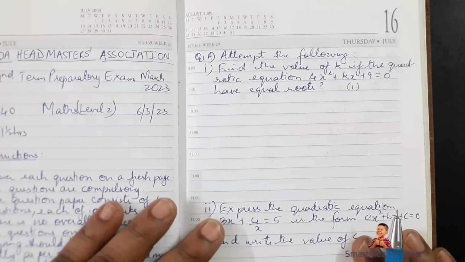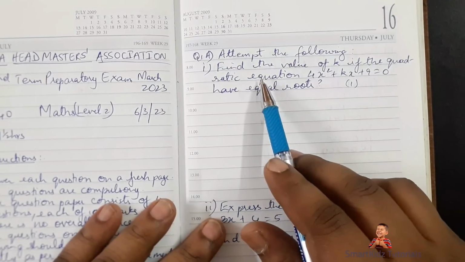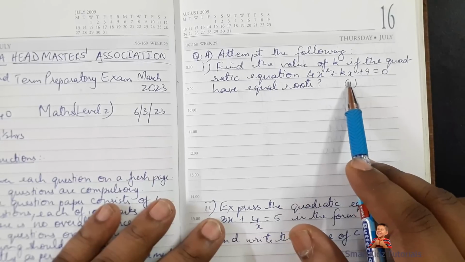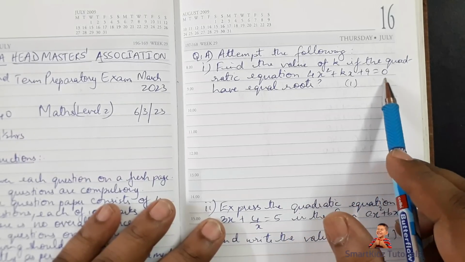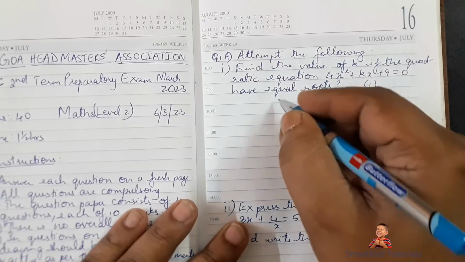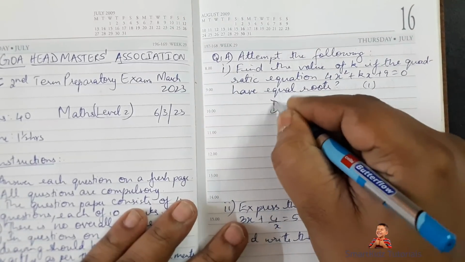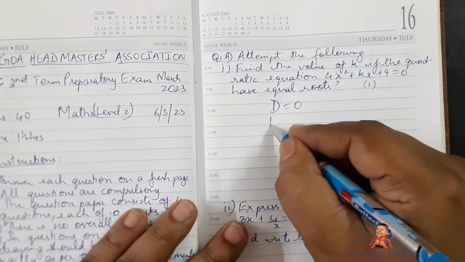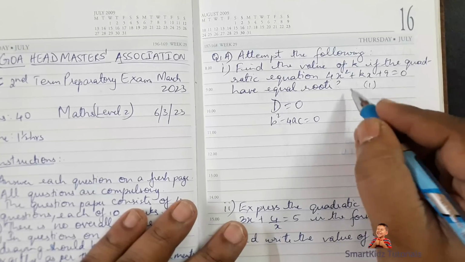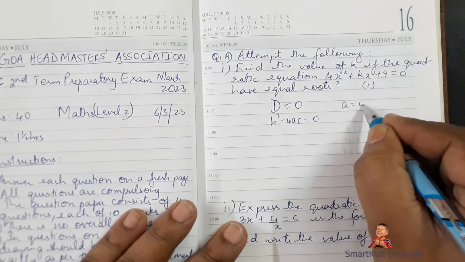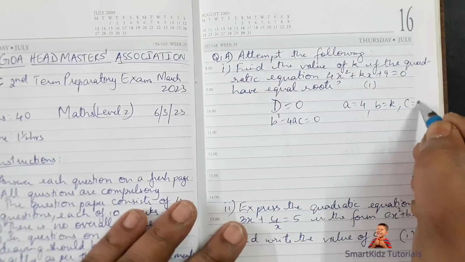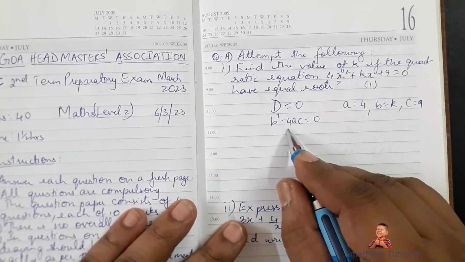Question 1a, attempt the following. Find the value of k if the quadratic equation 4x square plus kx plus 9 equal to 0 has equal roots. If it has equal roots, that means D will be equal to 0, so b square minus 4ac should be equal to 0. Comparing with the general equation, we get a equal to 4, b equal to k and c is equal to 9. So we'll substitute these values over here.